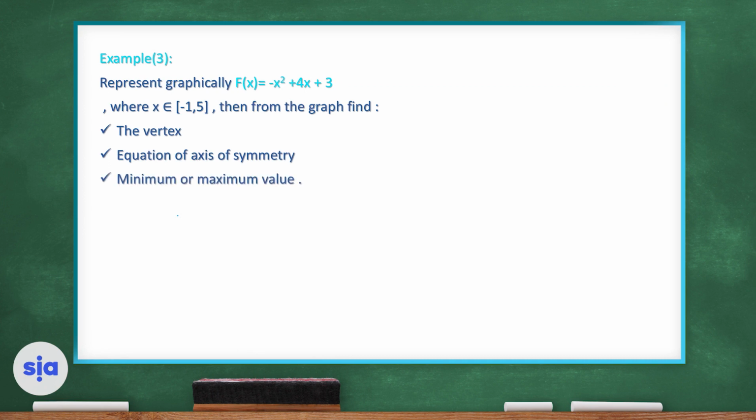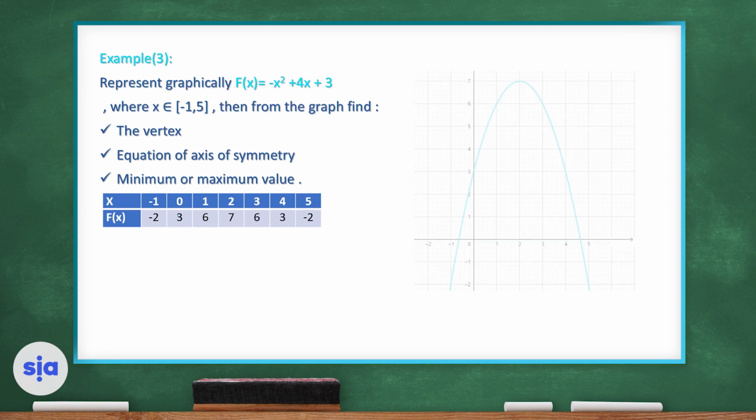First of all, we start with, yes, exactly, the table of values. After that, we get these points, we plot them in the graph. Here, the graph is like letter N. It's an N shape. So the parabola is an N shape. So what's the vertex that we get from the graph? As you can see here, the vertex is 2, 7.